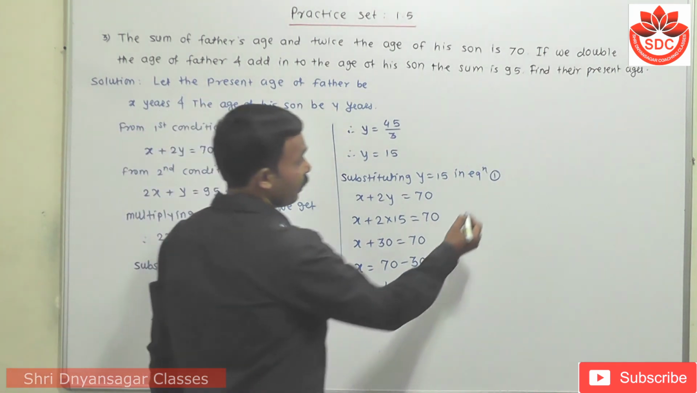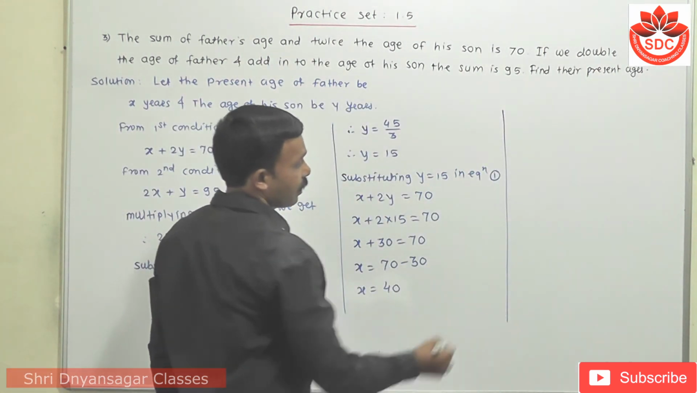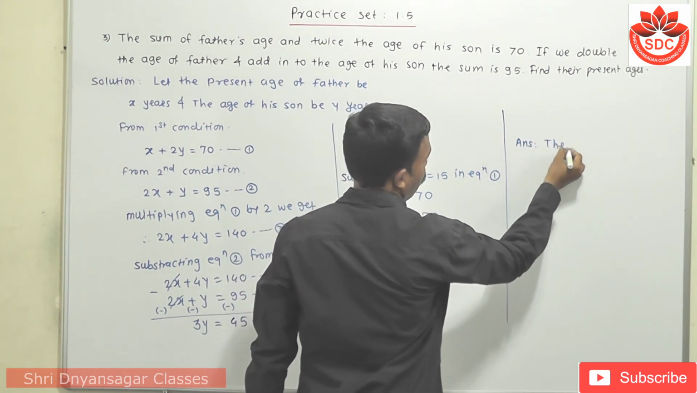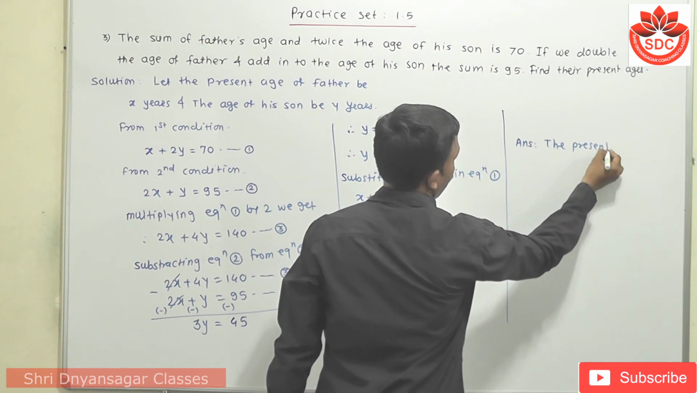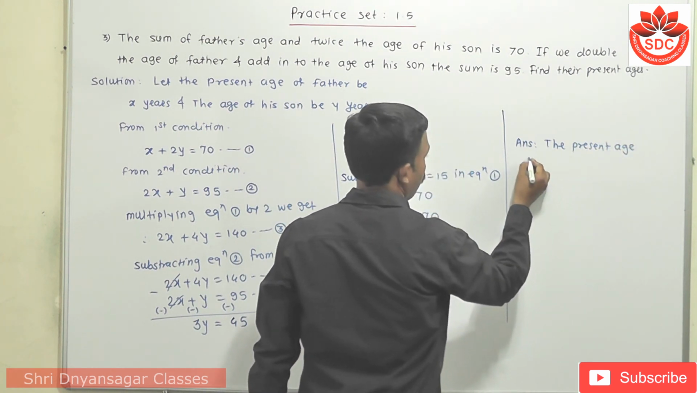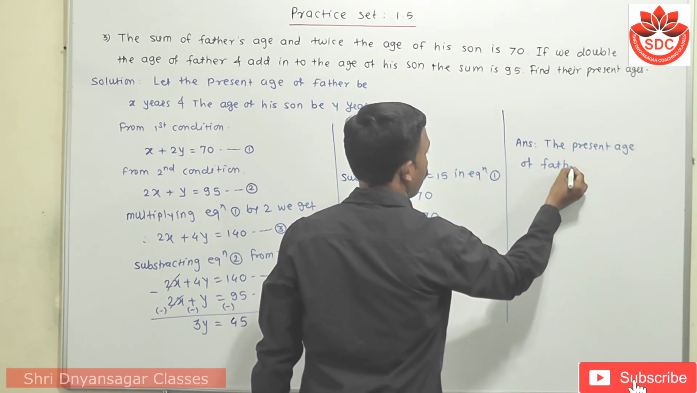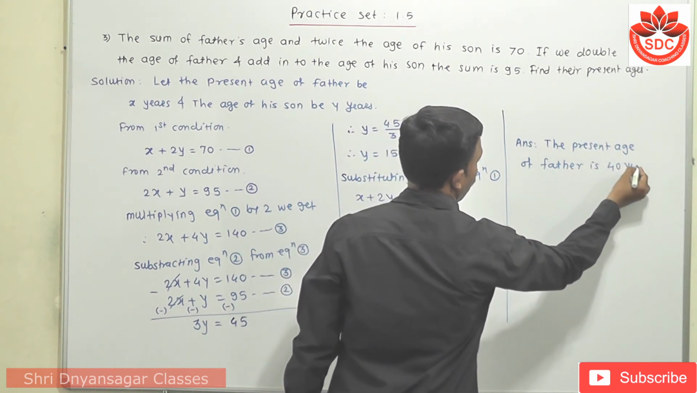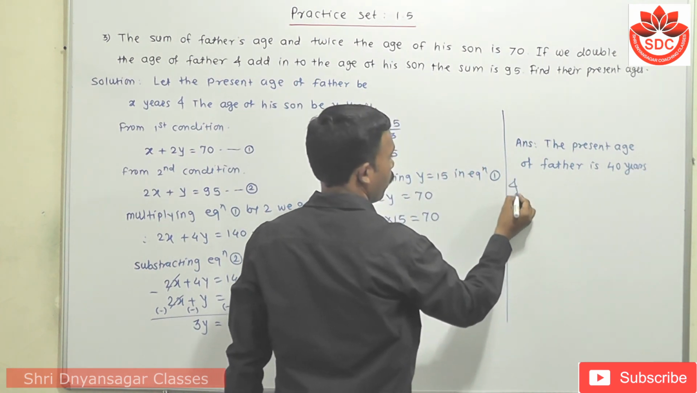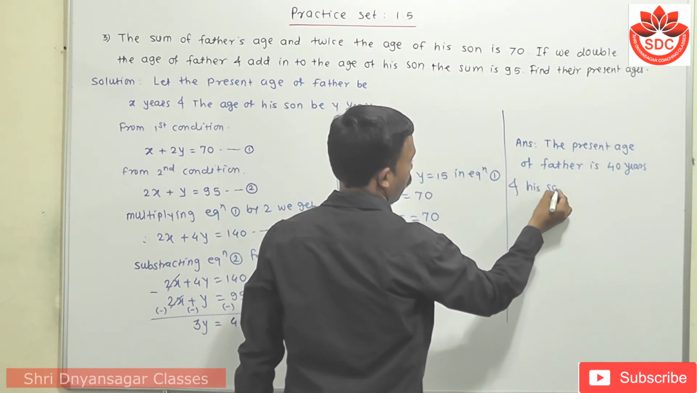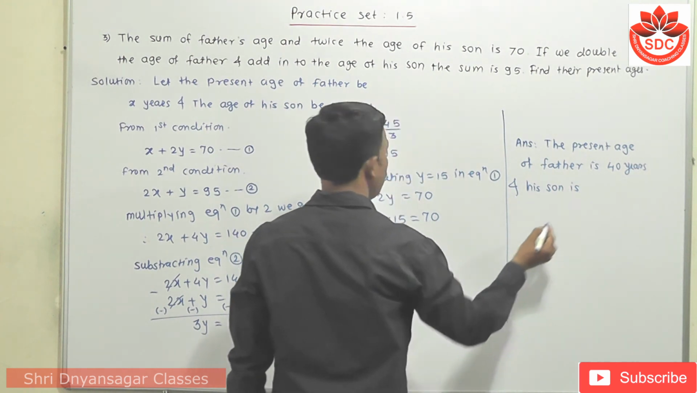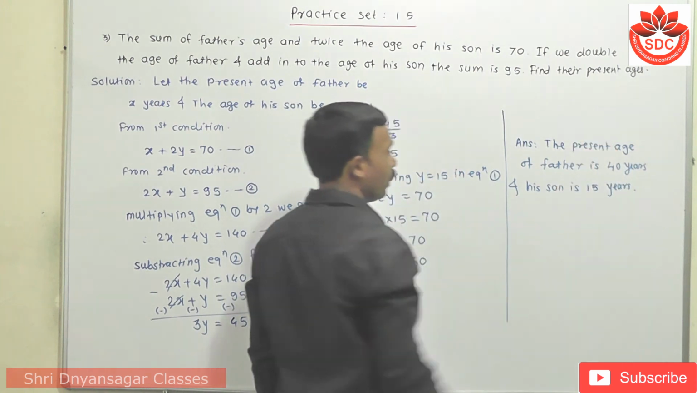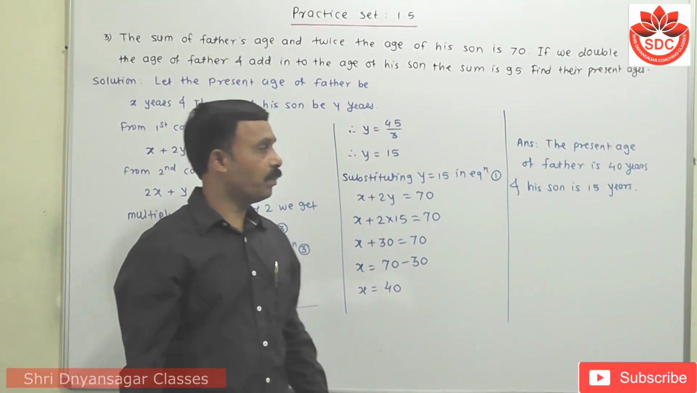So the answer in full sentence. Answer: the present age of father is 40 years and his son is how much? 15 years. Student, can you understand this? Very important example.